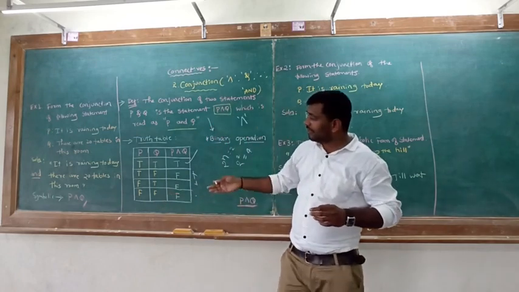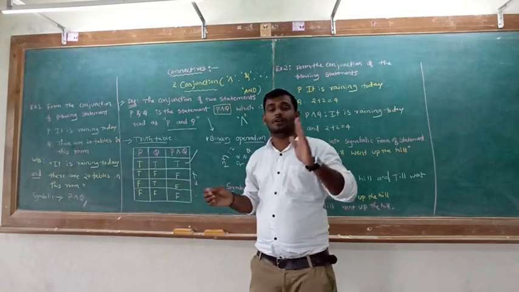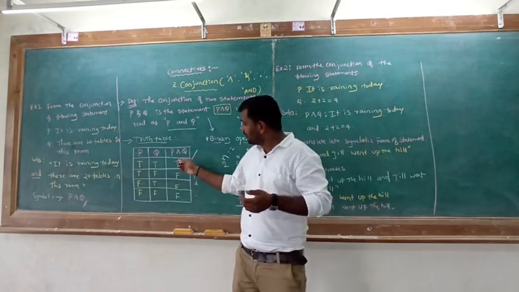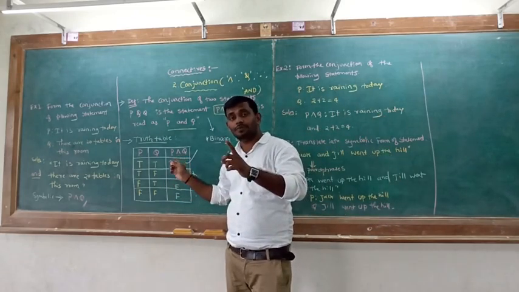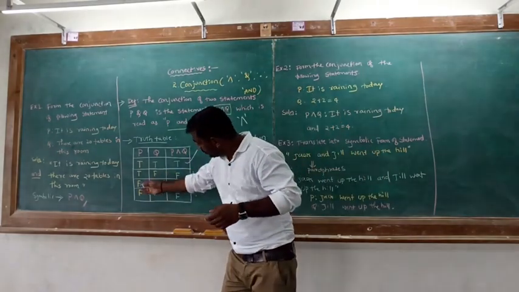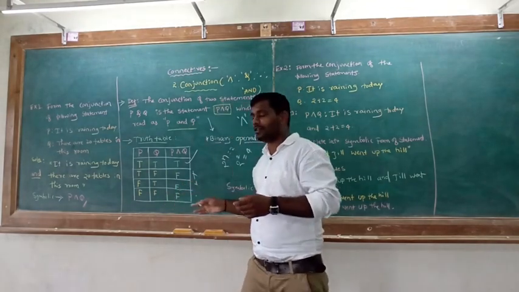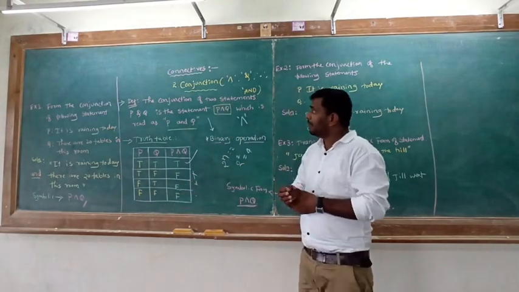Okay, so this is the "and" or conjunction truth table. It has to be true. The value of a conjunction will be true only if both values are true. If either one is false, the whole truth value of the conjunction will be false. So this is the truth table of conjunctions.